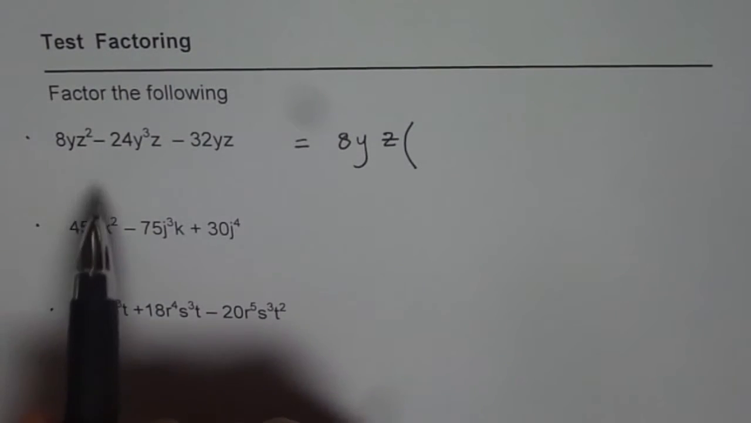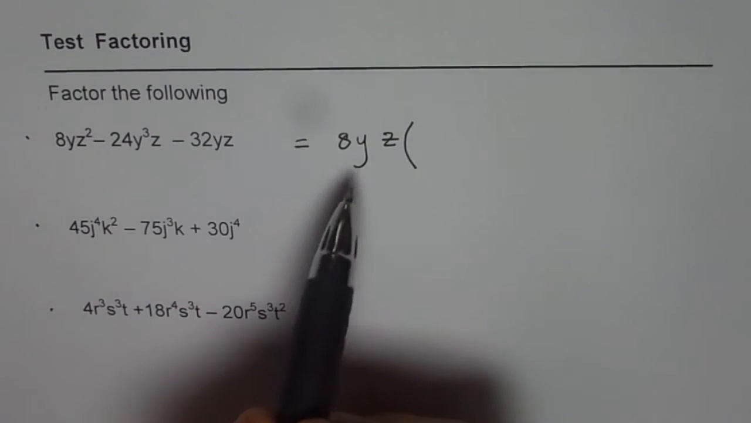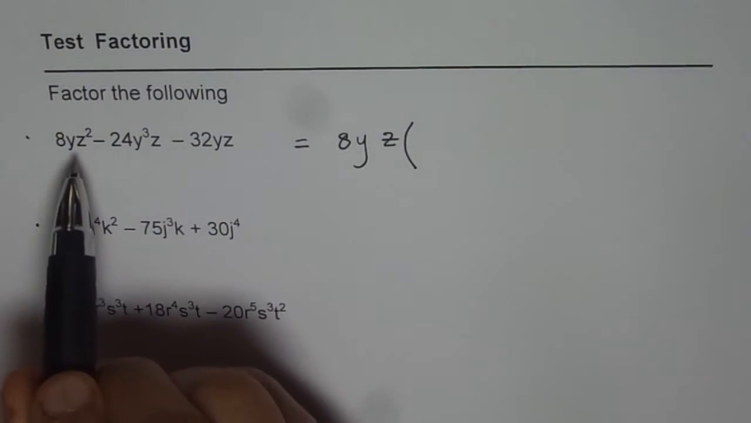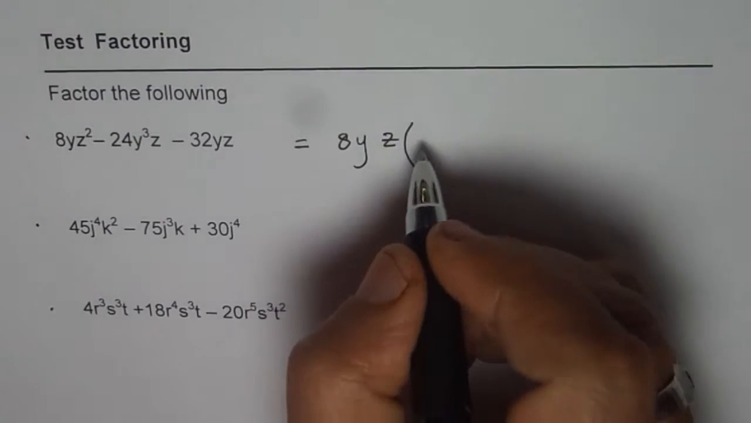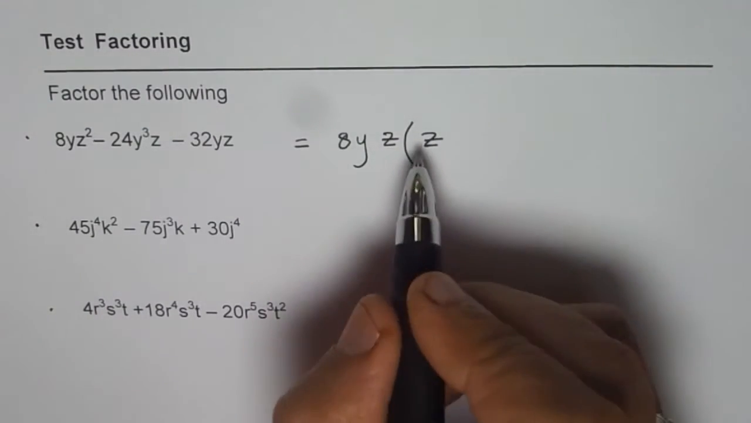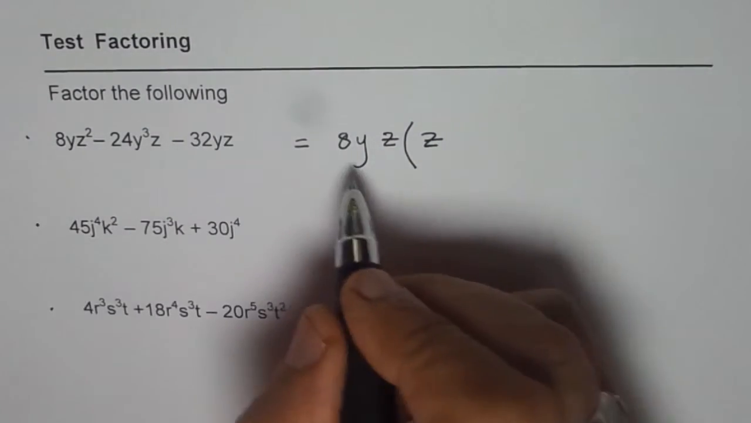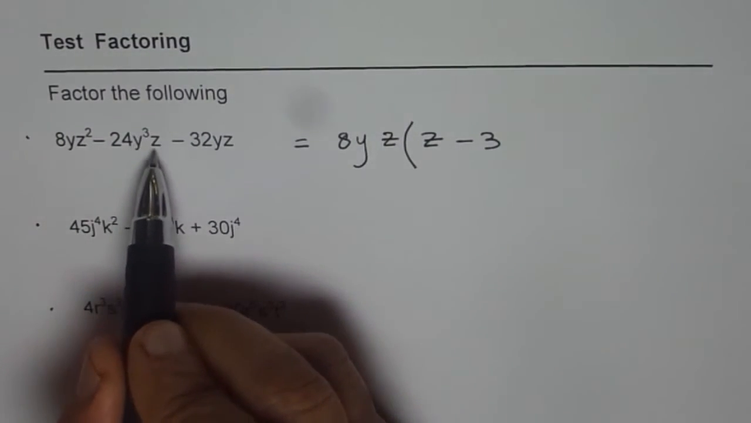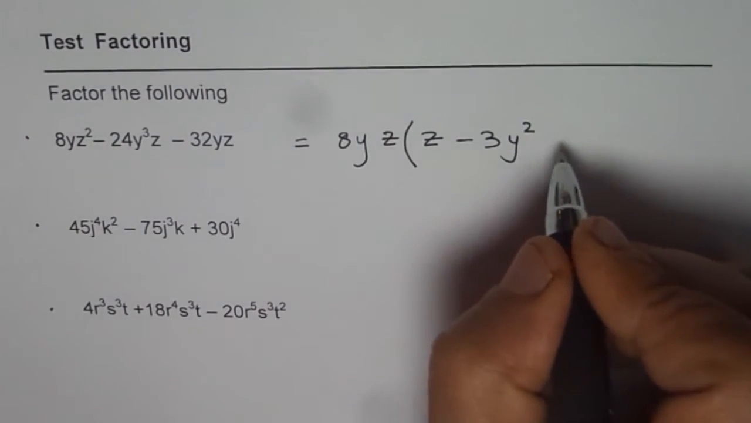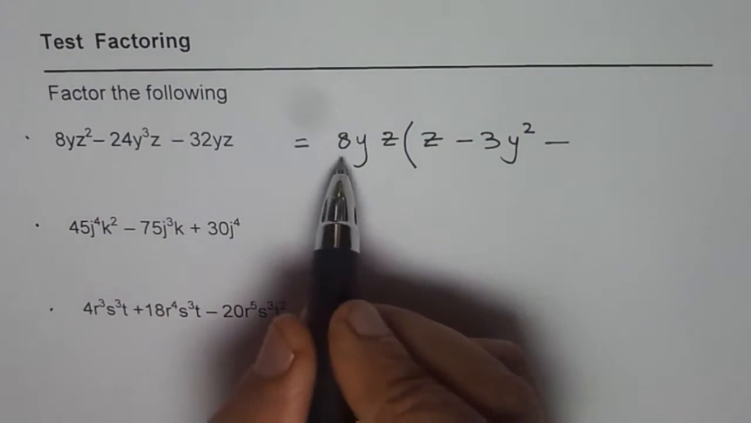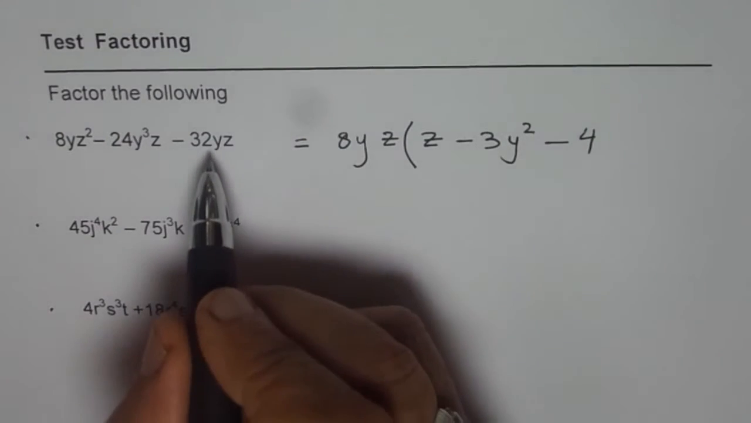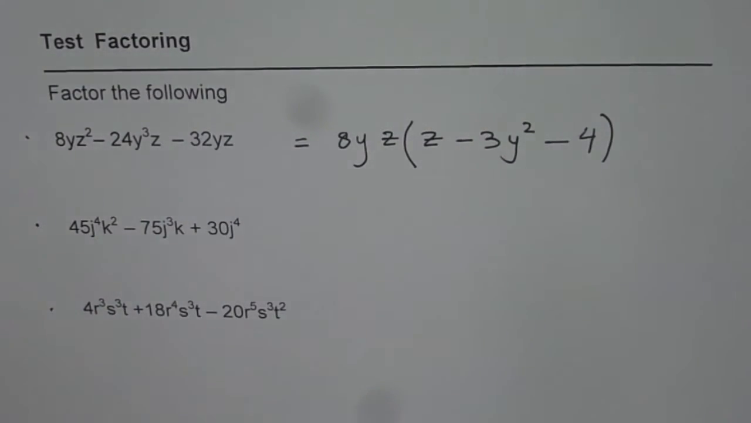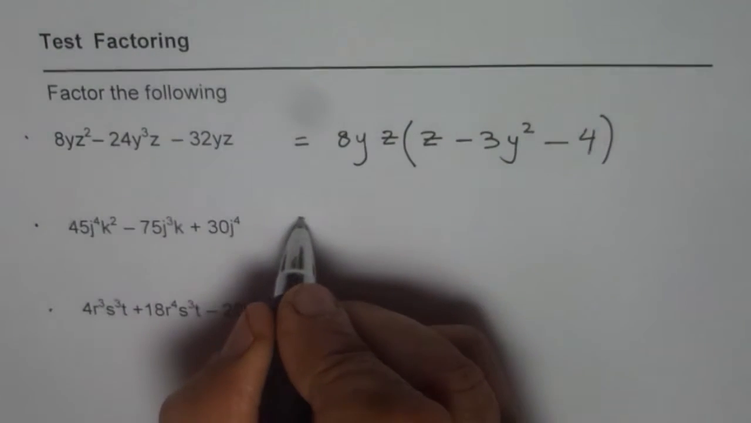What are you left with? Divide each by 8yz. Write down your answer. So in the first case 8 and y go, and z square divided by z is just z. So we get z. Then we have 24 divided by 8, which is minus 3, and y square. And then the last term, 32 divided by 8 is 4. y and z is already there. So that is the result of factoring. Follow this step and do the next one.